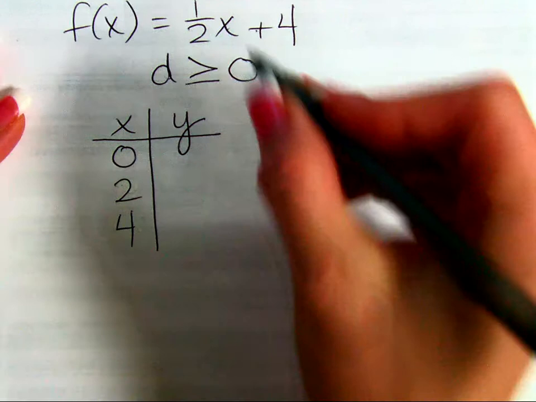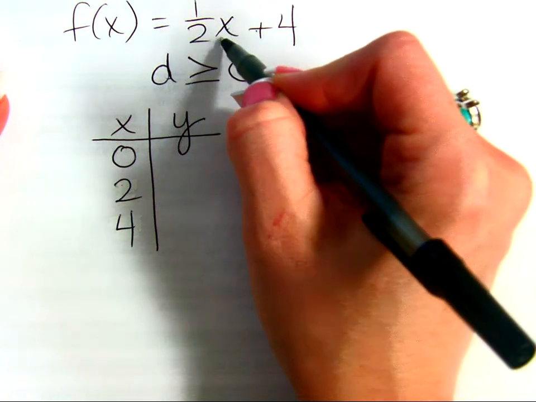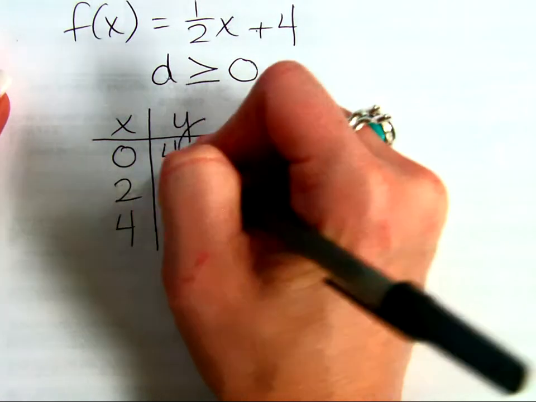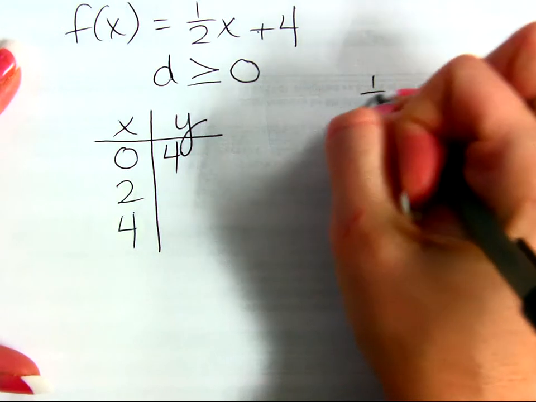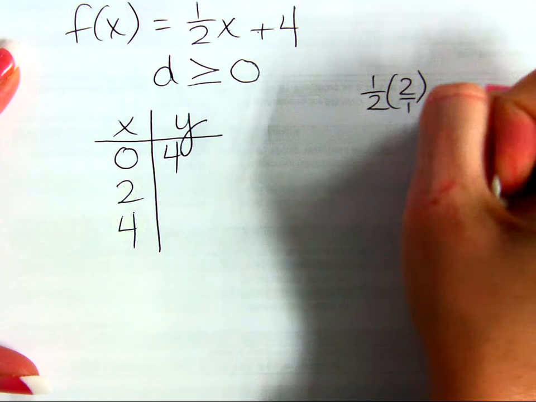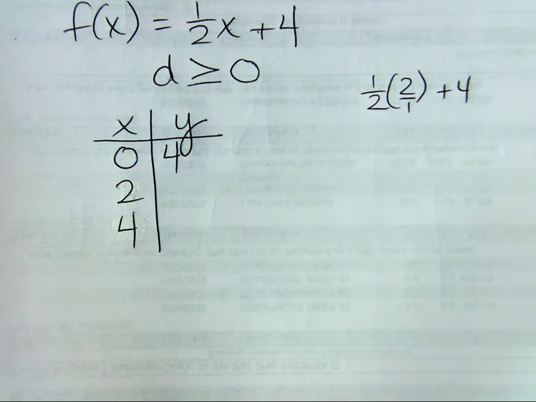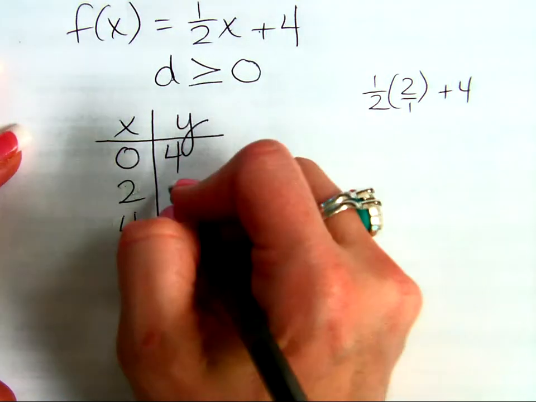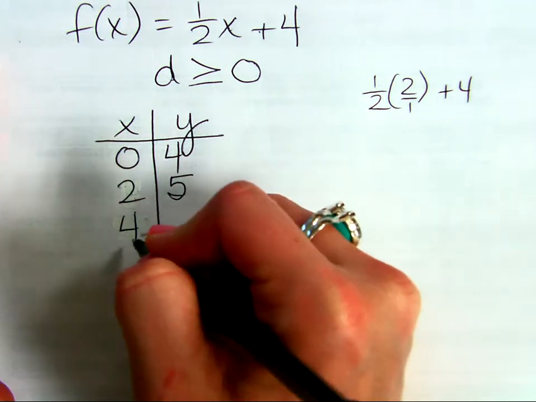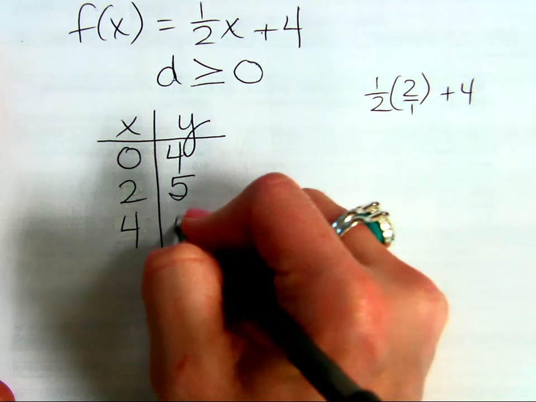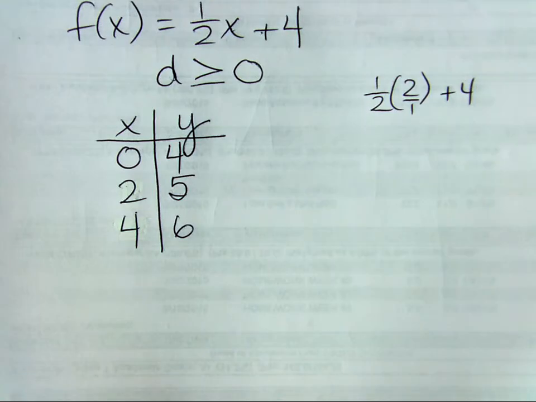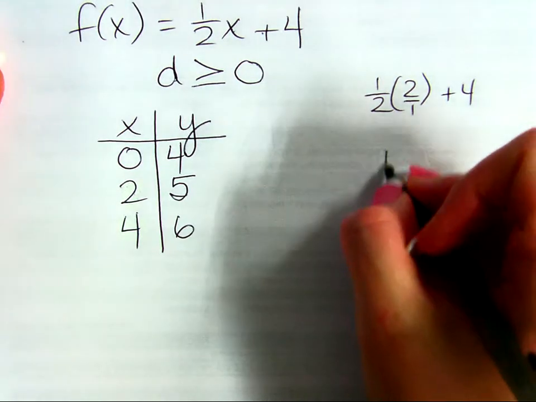So half of 0 is still 0, and 0 plus 4 is 4. Half of 2. I need to make sure you're understanding this. Right? Half of 2 is 1, and 1 plus 4 is 5, and half of 4 is 2, and 2 plus 4 is 6. Okay, so I have my table of values. That's 1 point. And now I just need to graph this.